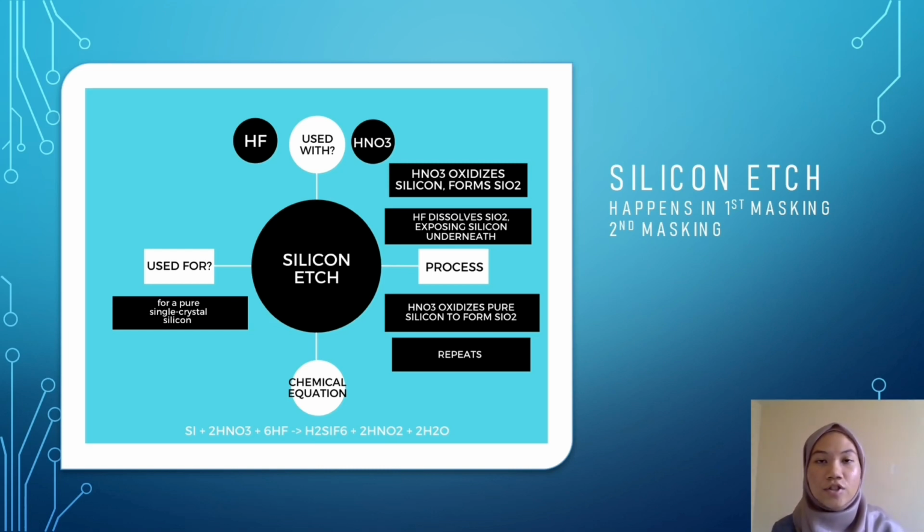So that's why we need to use the nitric acid here in silicon etch, so that we can first oxidize the silicon and form silicon dioxide, and then the hydrofluoric acid is going to dissolve the silicon dioxide, and the process is going to repeat itself until it reaches the depth that they want. As you can see here, this is the chemical equation.